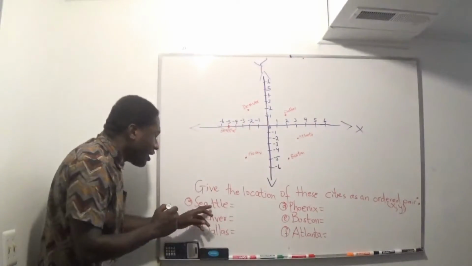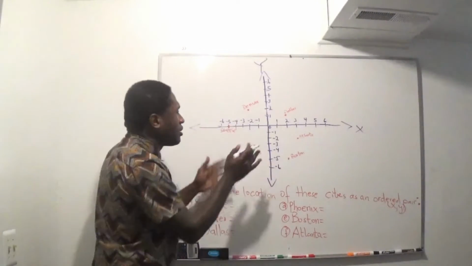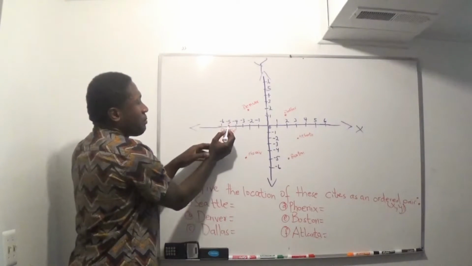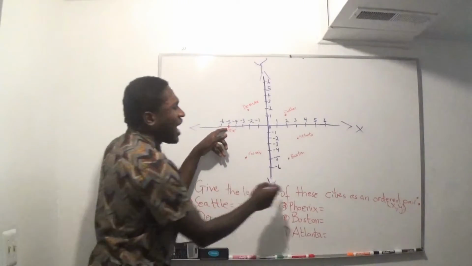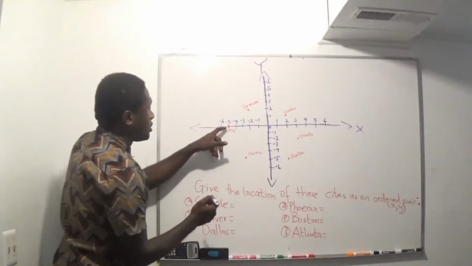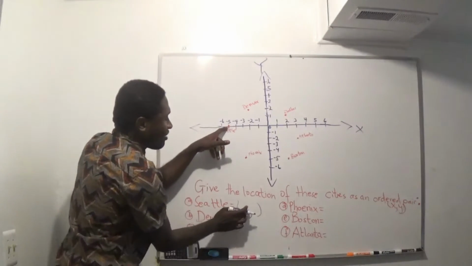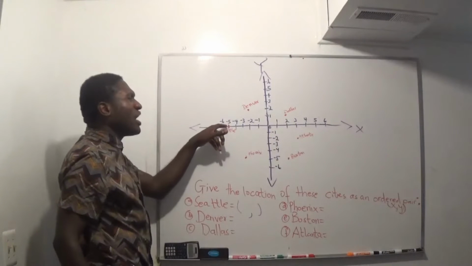So let's say for Seattle, right? You're going to find Seattle. Where is Seattle? This is Seattle. So this is the point for Seattle, right? Now, again, we said it has to be in this form, (X, Y). So we're going to have this. The first one is your X, the second one is your Y, right? So at this point, what is your X and what is your Y?